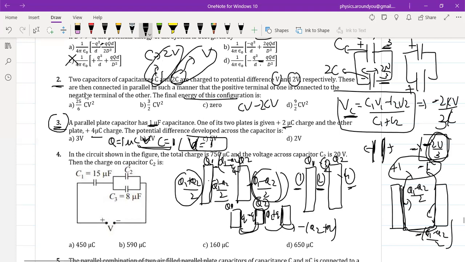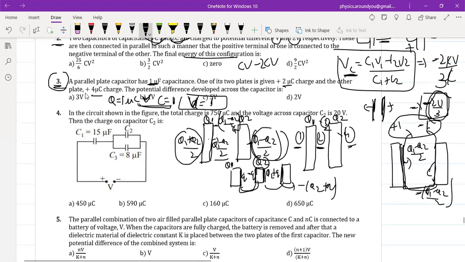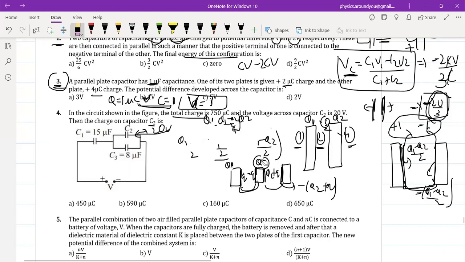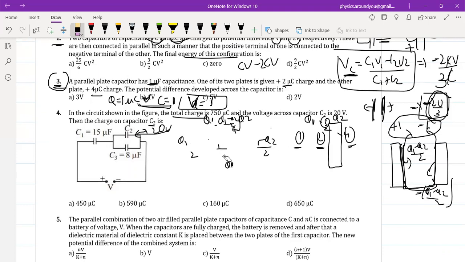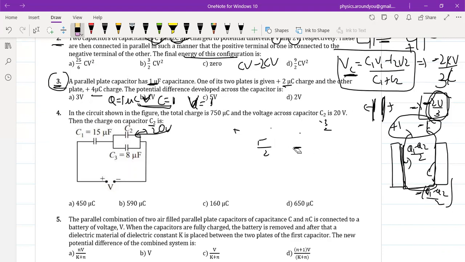Now we will move on to question number 4. In question number 4, the total charge stored in the system is 750 microcoulomb. Voltage across C2 is 20 volts. They're asking what is the charge on the capacitor C2. They have given you voltage, they're asking you charge. Note that they haven't given the value of C2 at all.